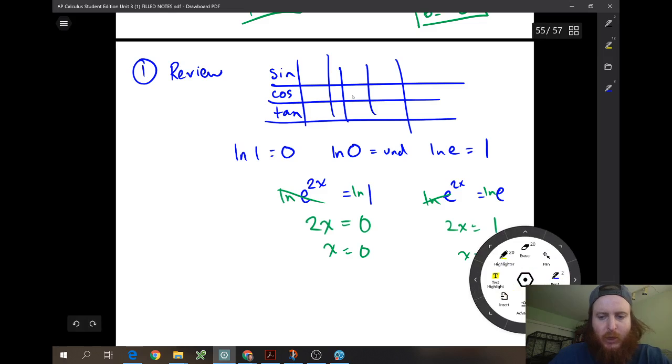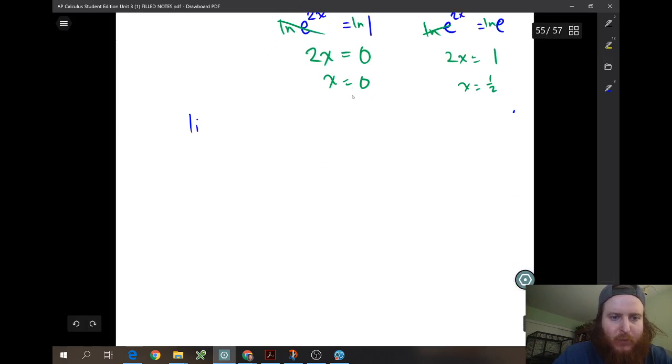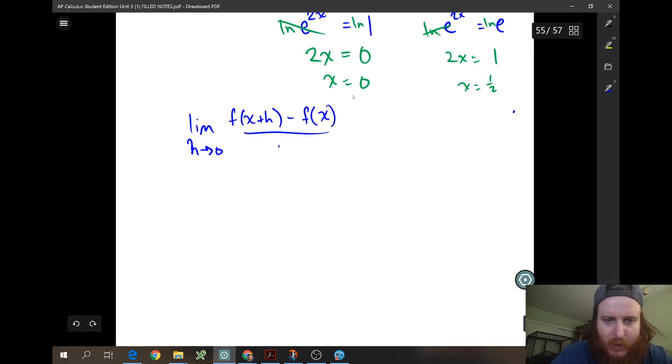The other review that we need to know is we need to review everything about derivatives. So we need to know the limit as h approaches 0 of f of x plus h minus f of x, all over h, is the definition of the derivative.